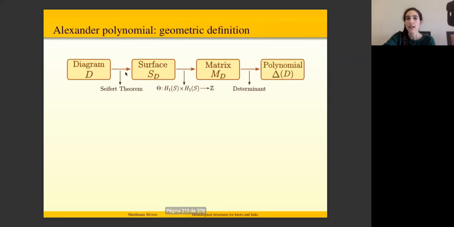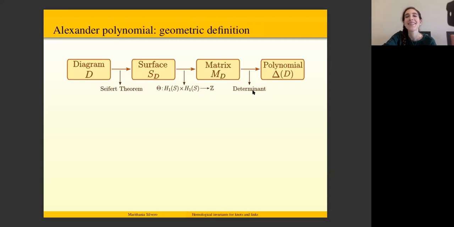In the first part, we will use Seifert's theorem, the one I told you, that to each link you can associate a surface spanning the link. Then from surface to matrix, we will use something that is called the Seifert pairing. We will see what that is. And then from matrix to polynomial, we just use determinants, which is good because this is very well known.